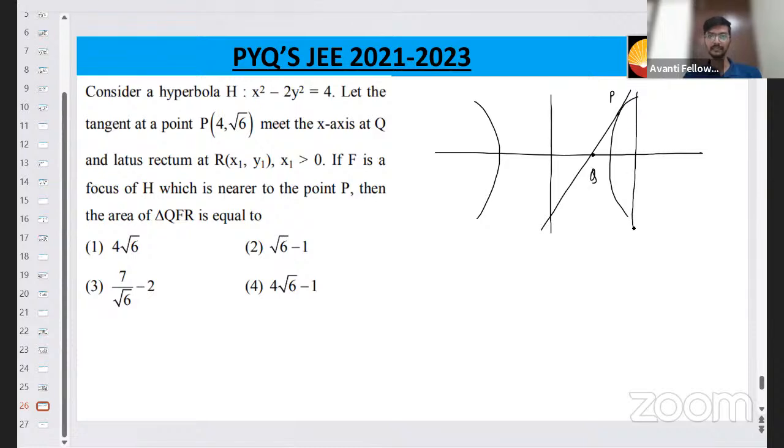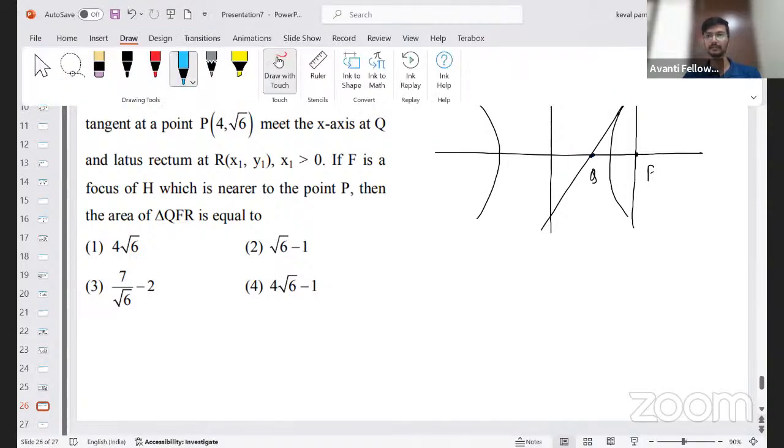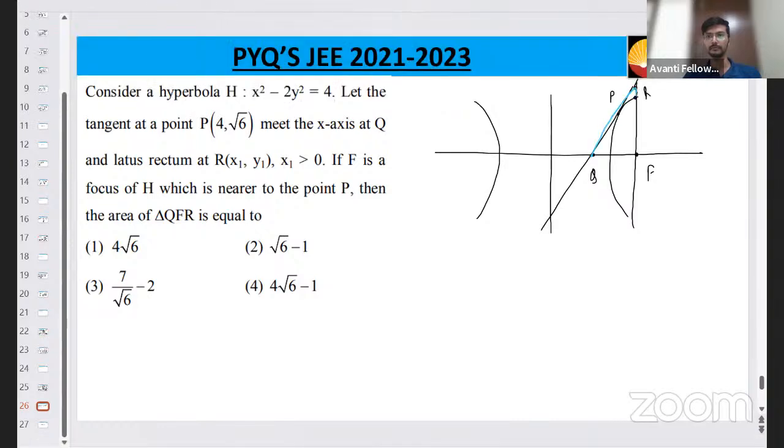Here it is the latus rectum, and the tangent intersects the latus rectum at R. So this will be the point R. And F is the focus. So basically, we have to find the area of this triangle, QFR. So simple, guys.